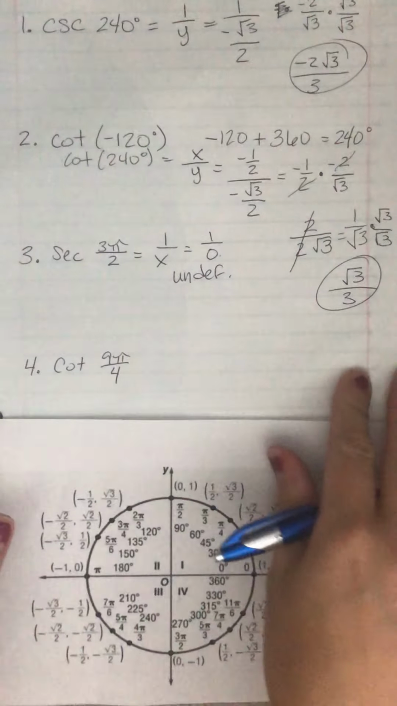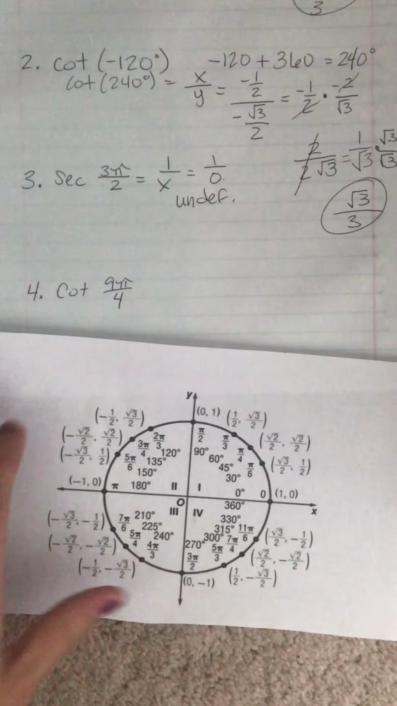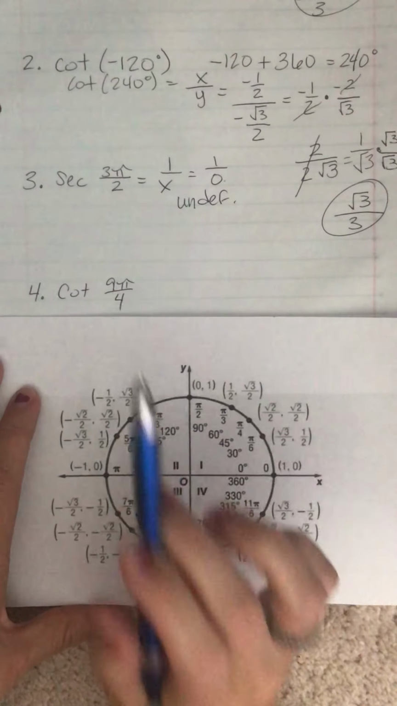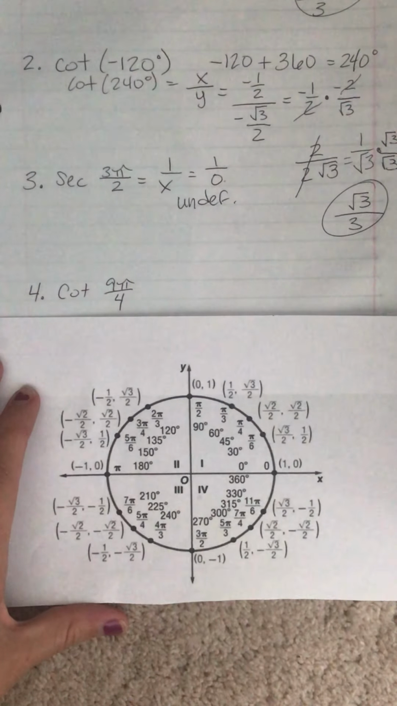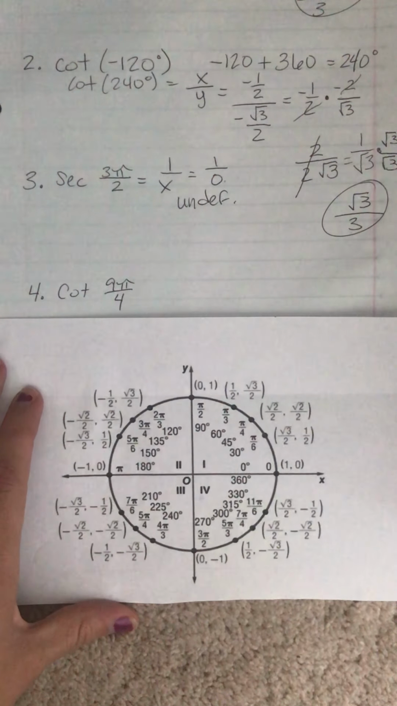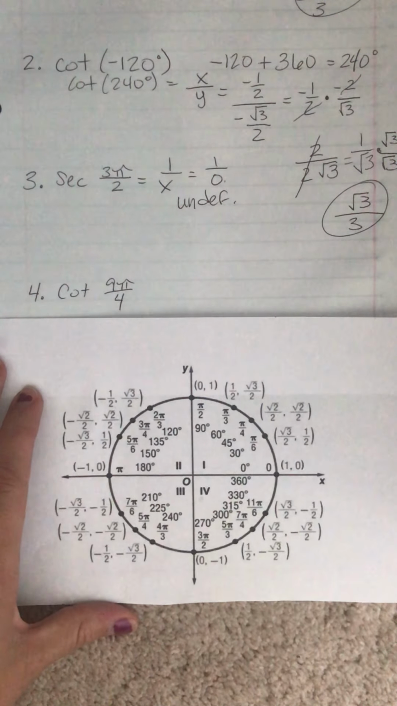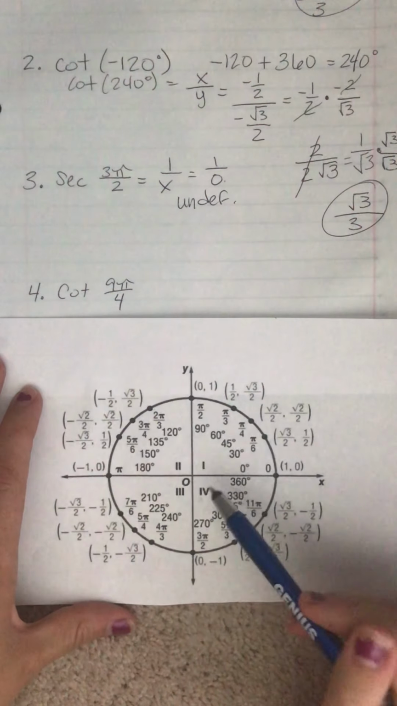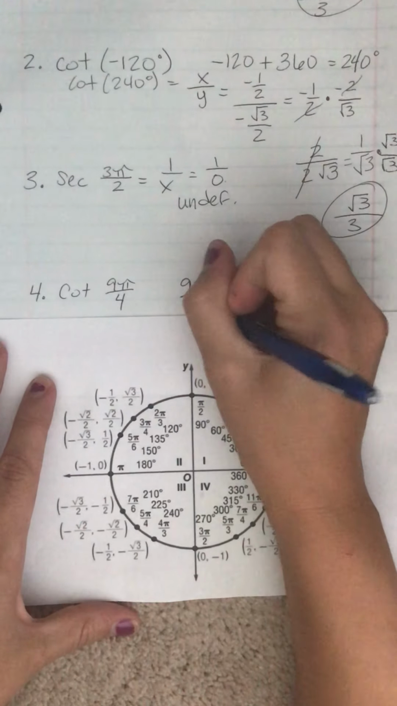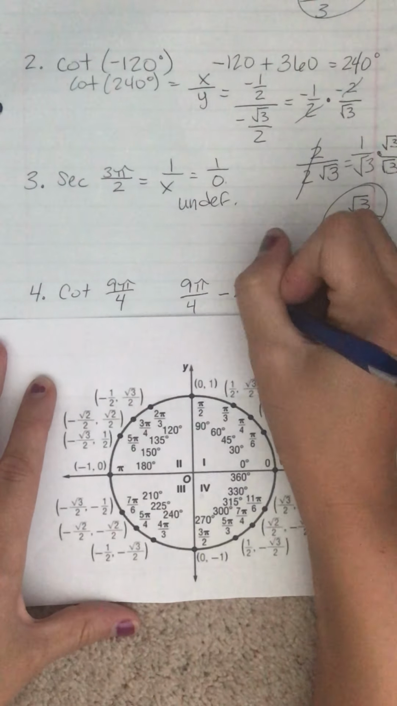One more. Cotangent of 9 pi over 4. Well, 9 pi over 4 is bigger than 2 pi. So because it's bigger than 2 pi, we have to use our coterminal angles to help us find one that falls within the unit circle. So when it's bigger than 2 pi, we have to subtract 2 pi.